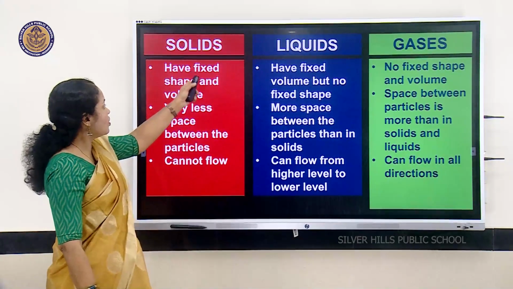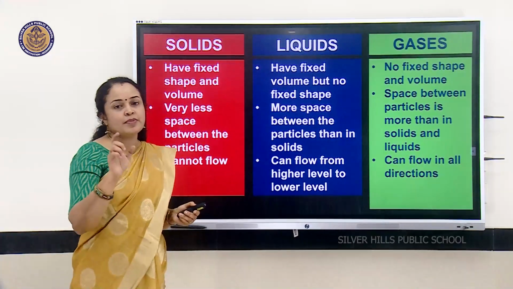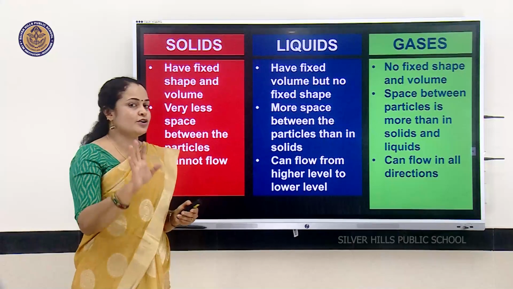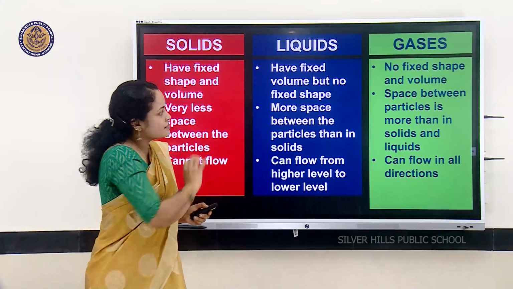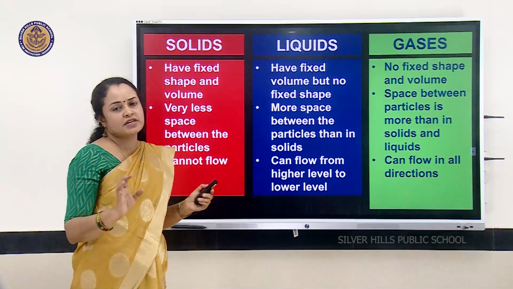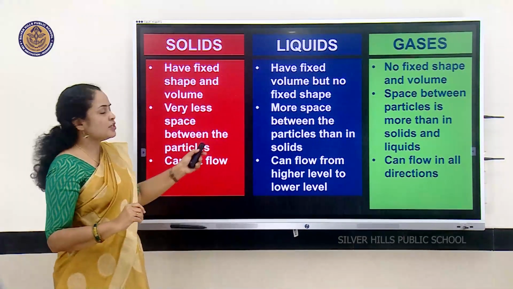First point, solids have fixed shape and volume, but in the case of liquids, they have fixed volume but no fixed shape. Then in gases, no fixed shape and no fixed volume. They will occupy all the available space, and so there is no definite shape. Here, there is very little space between the particles.